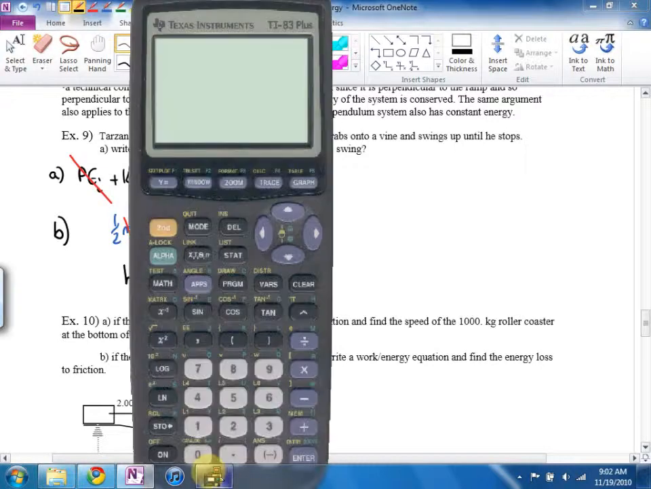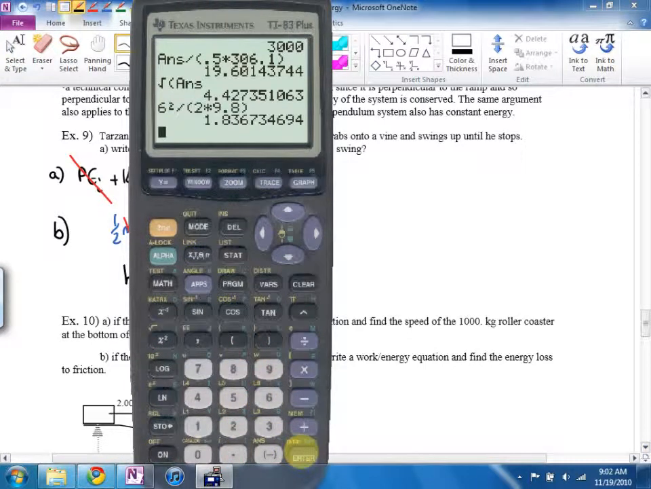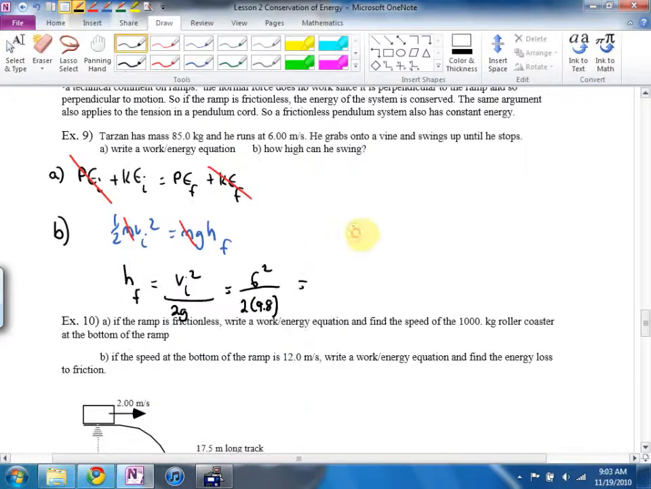Let's see how close I am. 6 squared divided by bracket 2 times 9.8. Oh, there you go. I was accurate to 2 sig figs in my head. 1.84 meters.